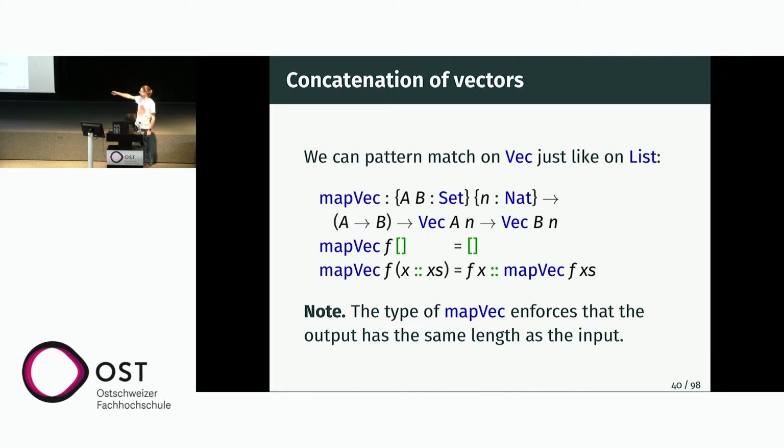And similarly, for the second clause, we pattern match on a non-empty vector. That means that the length has to be a successor, which means that now the output also can use the cons constructor. And so in this way, it enforces that in each of the clauses, the length of the input is the same as the length of the output. Okay.